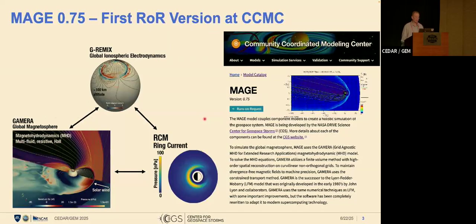The first version of the model that we released last year and have made available to the community through the CCMC is MAGE version 0.75, and that just covers the geospace environment.